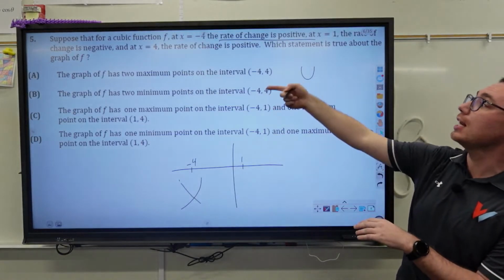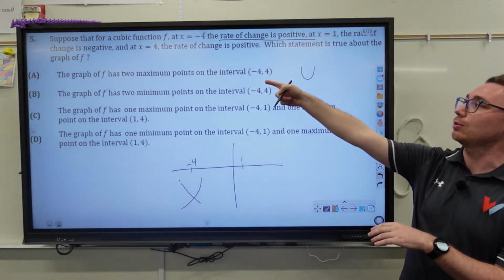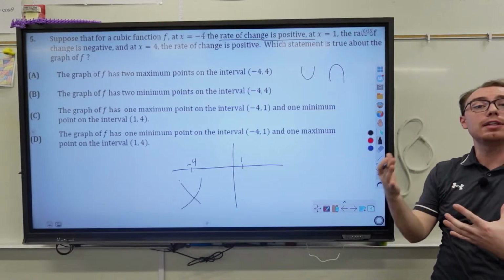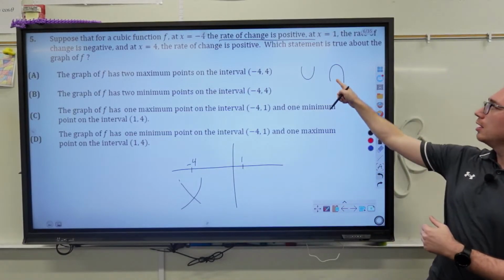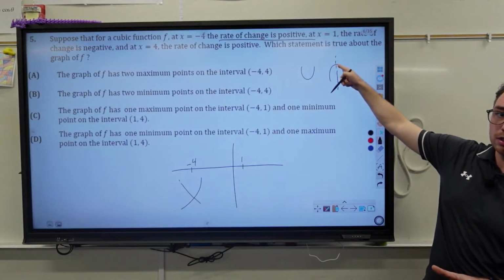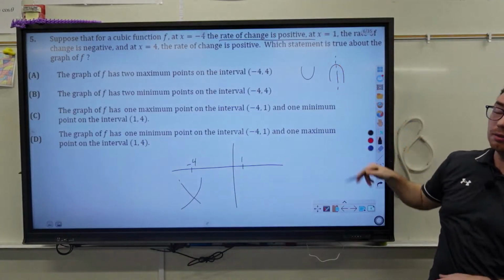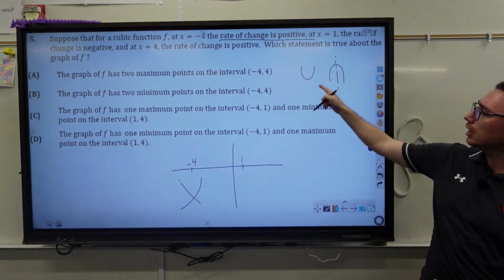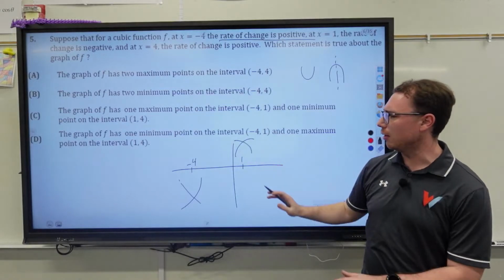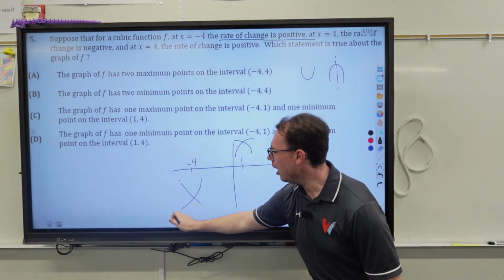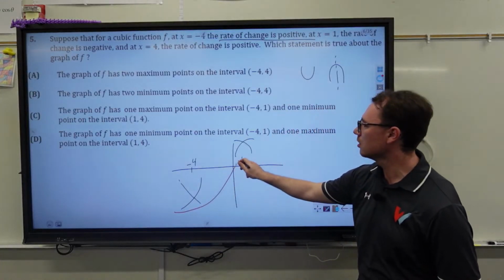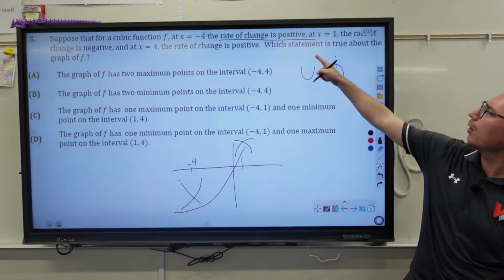At x equals 1, the rate of change is negative. So we know that this here is going to be like a concave down graph of some kind. The graph is decreasing, or the rate of change is decreasing, at this x equals 1. So we know it looks like this at some point. The graph, probably in red, goes like this at the point right now.